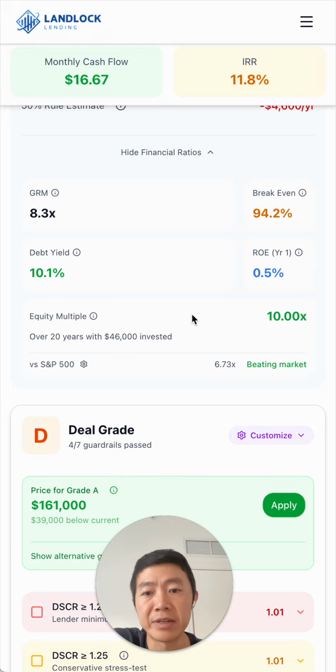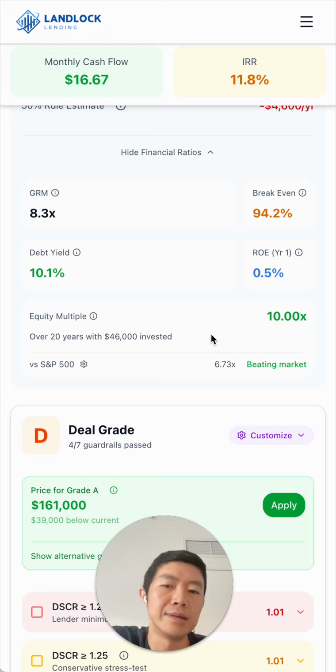Equity multiple is very straightforward pencil math. Essentially, if I put down, for example, $40,000 here, and 20 years later I make, in this case, it seems like about $400,000, it's a 10x return on that $40,000 that I originally invested.